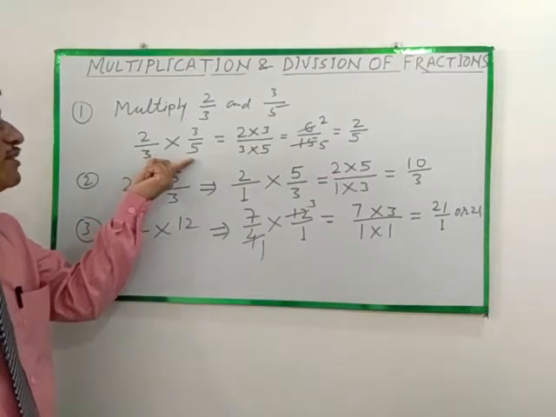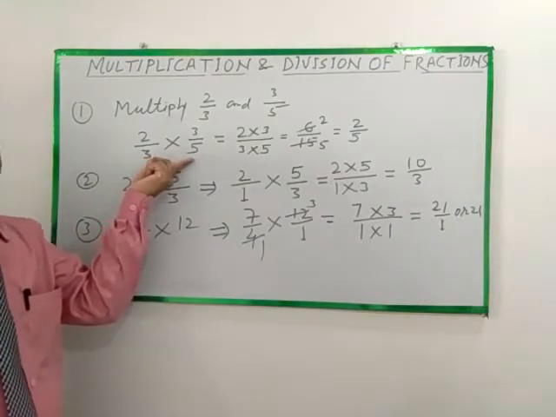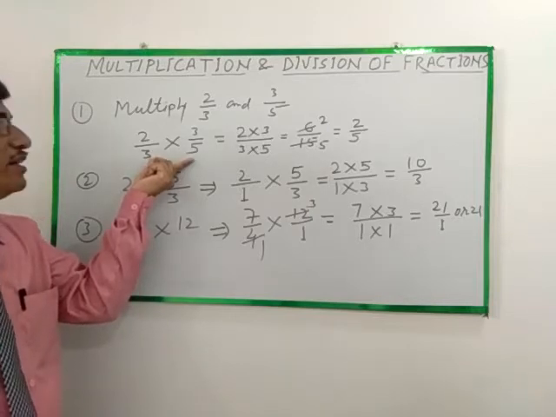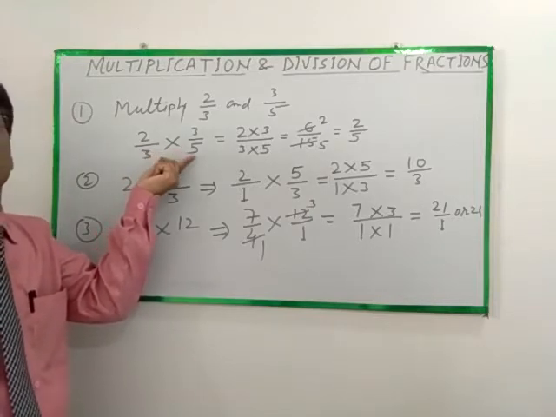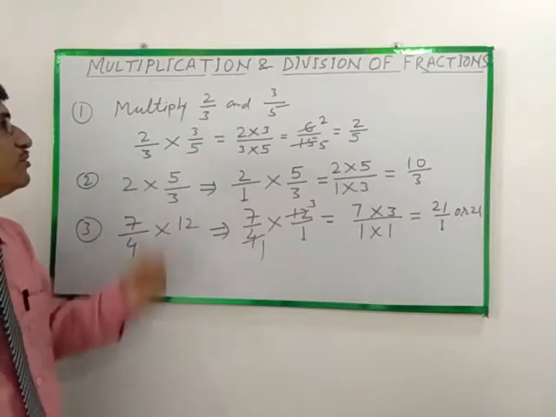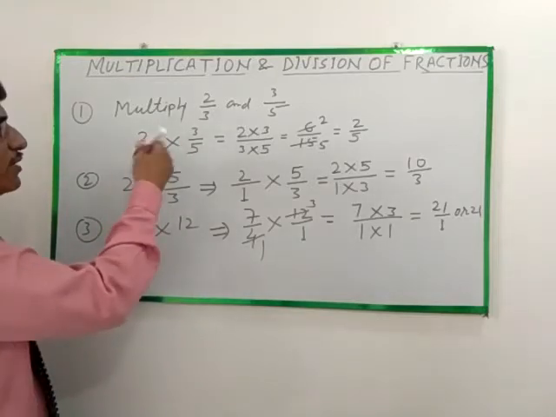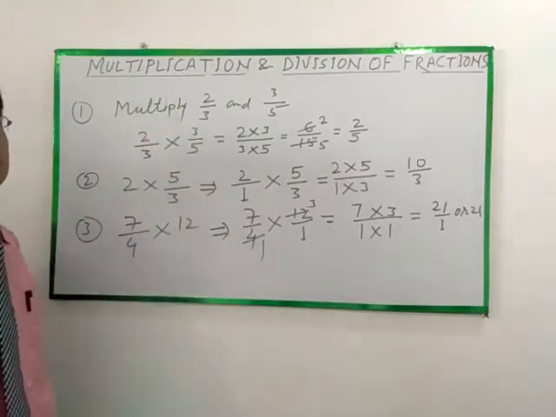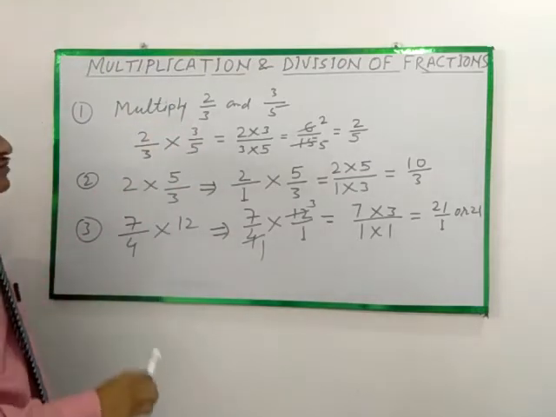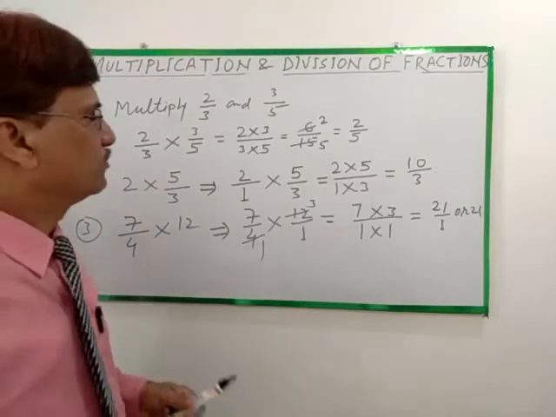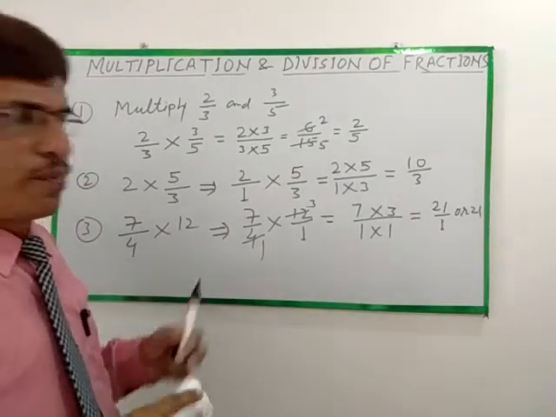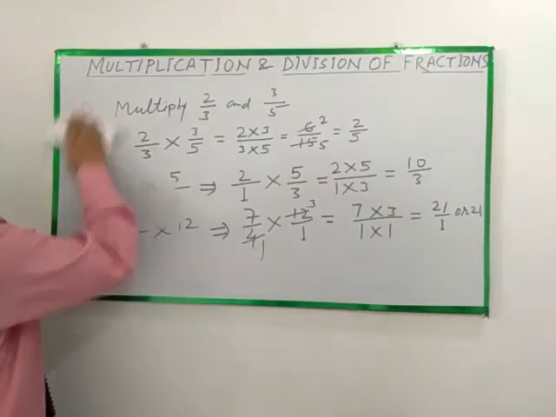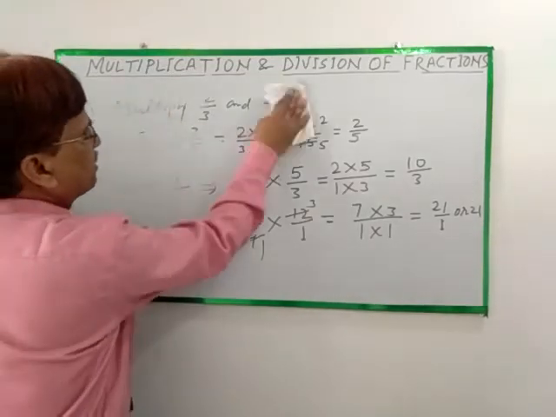Don't take the LCM of the denominators. Okay. It is multiplication, not addition. So you have to multiply numerator by numerator and denominator by denominator. Okay, now some examples of division.